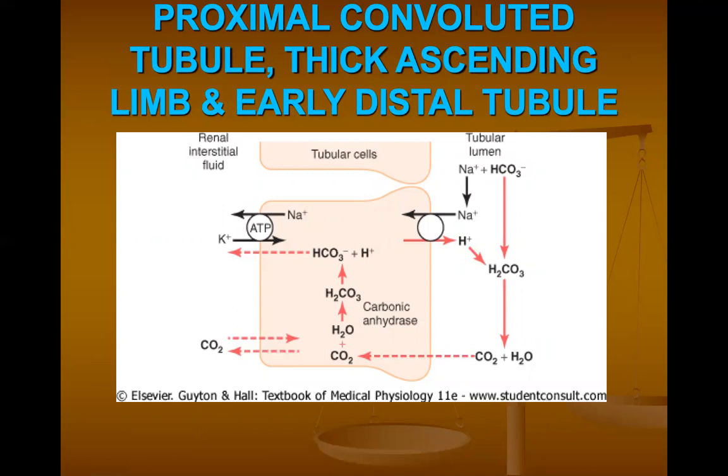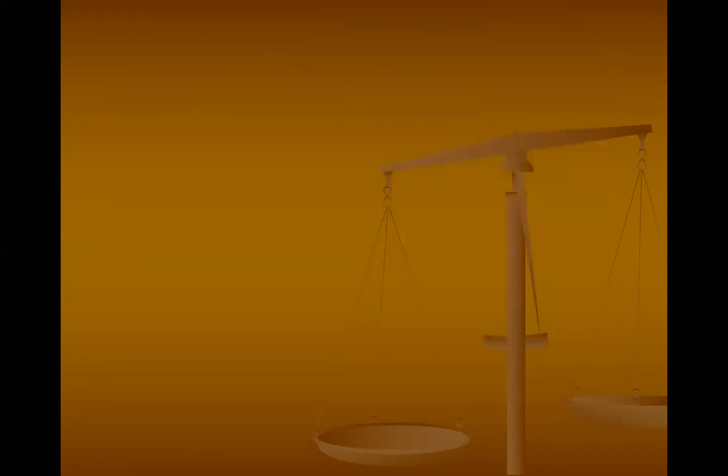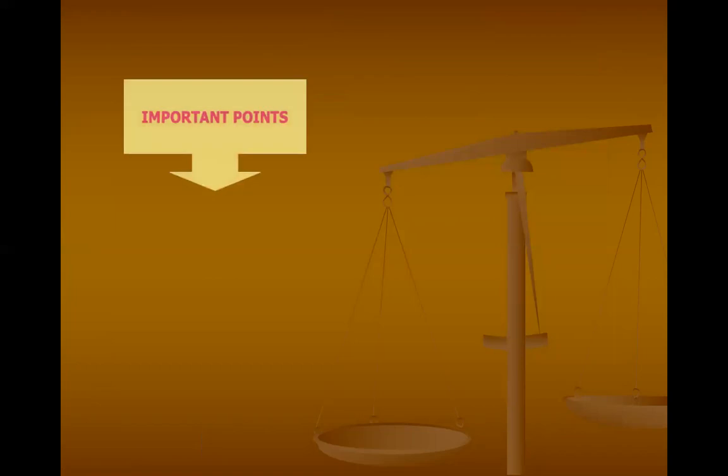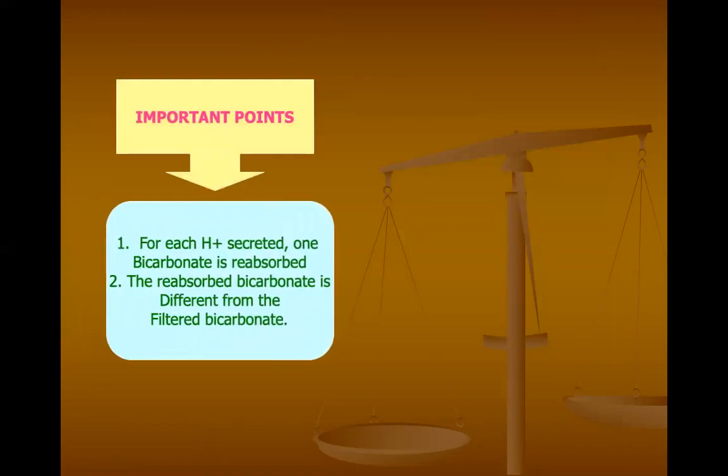For example, when a motor lifts up a heavy weight, that is primary active transport. The motor is the pump, sodium-potassium ATPase. Now, if this weight is put on a pulley at the other end of which is a child, and the child is lifted up, that is secondary active transport. Here the child is the H plus ions. The important point is that for each H plus secreted, one bicarbonate is reabsorbed.